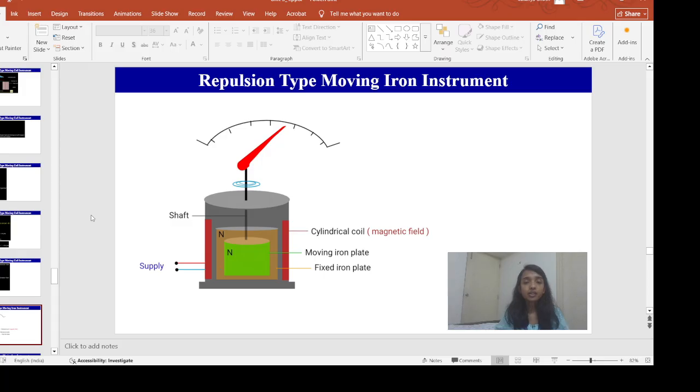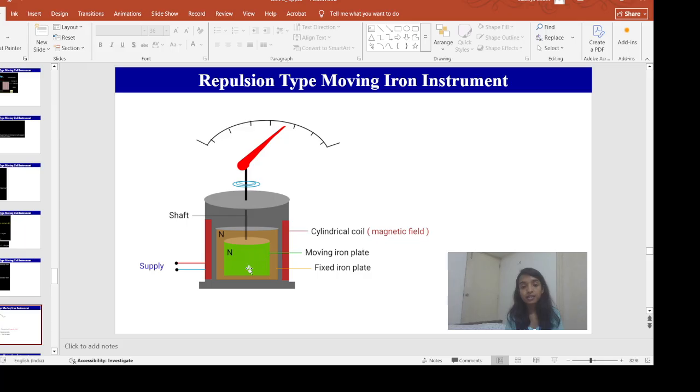Next is the repulsion type moving iron instrument. Here we have this moving iron plate and this fixed iron plate, and there is a cylindrical coil attached to the fixed iron plate. Now if we give the electric supply to the cylindrical coil, it will get magnetized, generate a magnetic field, and act as an electromagnet.